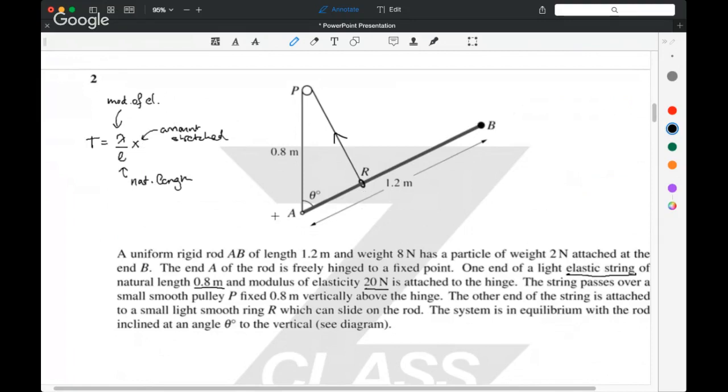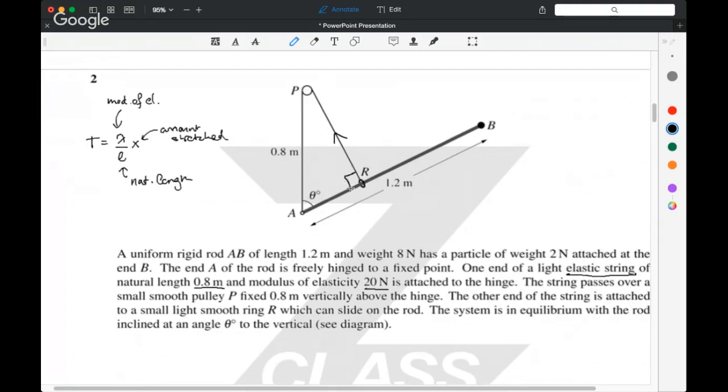So that's going to be 0.8 meters. So it's already been stretched 0.8 meters here. So it's whatever length this side is, that is the amount it's been stretched, because it's already used up all this natural length going up to the pulley, and then there's another bit here.